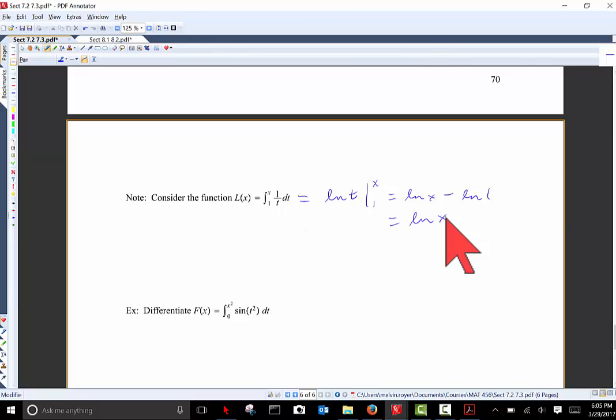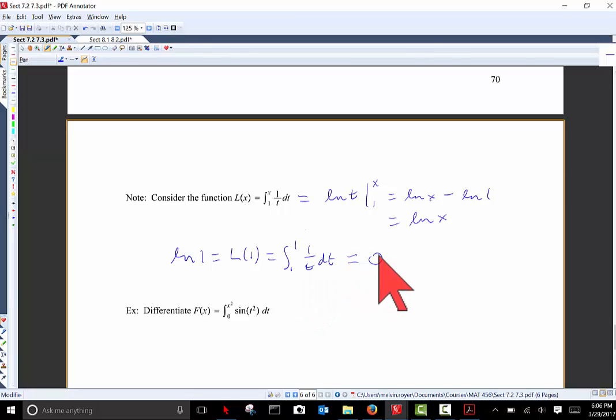If you take a look at your calculus book, this is actually the most common way that the natural logarithm function is defined. Using a definite integral like this becomes the definition of the natural log, and the properties of natural log then follow easily. For example, what is ln of 1? Well, it's just the integral from 1 to 1 of 1 over t dt.